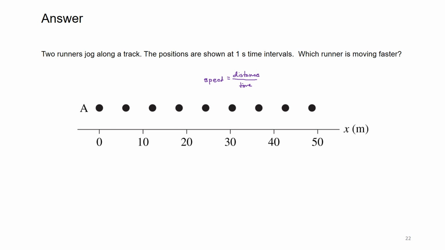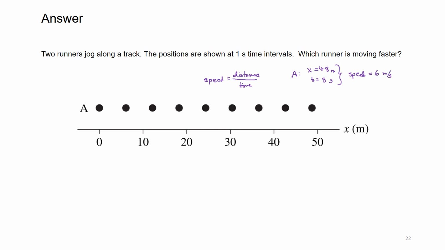For runner A, we have a distance of 48 meters and a time of 8 seconds. And you plug them into the equation, you get a speed of 6 meters per second.